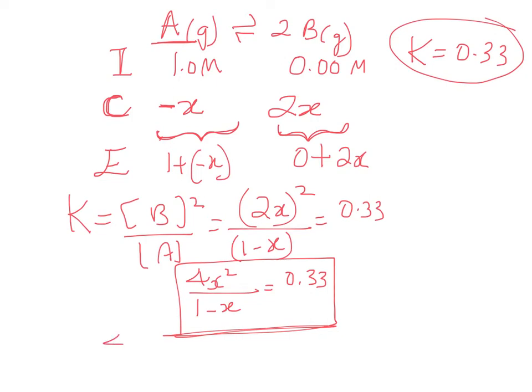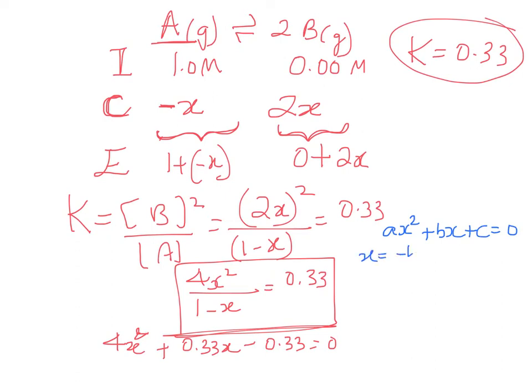This should look like 4x squared plus 0.33x minus 0.33 is equal to 0. And my general solution for quadratic equations is that if you have an equation which looks like ax squared plus bx plus c equals 0, then x has two solutions: minus b plus or minus the square root of b squared minus 4ac, divided by 2a.